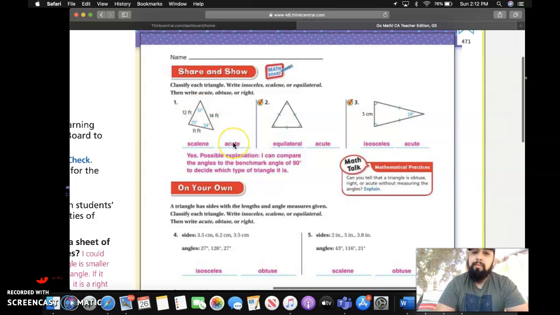Okay, and number 2, that one's an easy one. All sides are the same. All angles are the same. You can see that by the markings. Equilateral, and all angles are less than 90, making it acute.